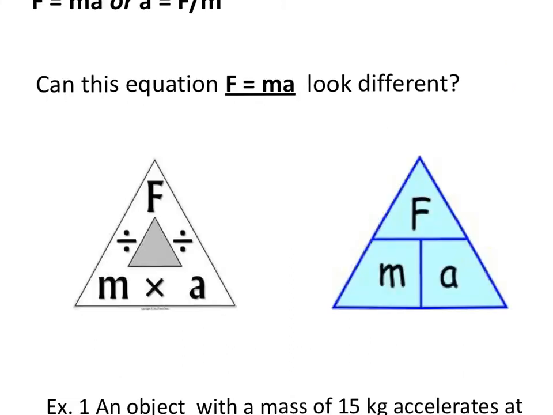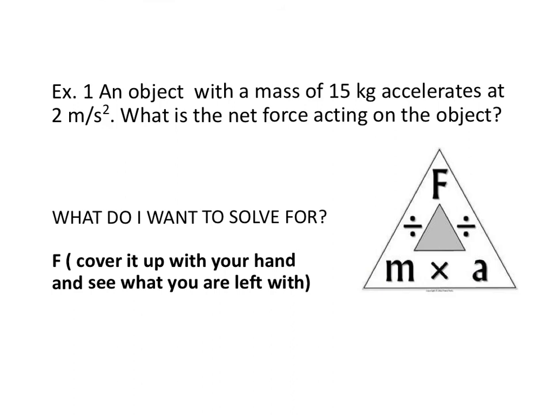We can plug this in the triangle, so I will have those on the next slides, but let's do a couple examples. So in this case, an object with a mass of 15 kilograms accelerates at 2 meters per second squared. What is the net force acting on the object? First, I need to figure out what equation I'm going to use. So I'm going to cover up the F because I'm looking for force, and I am left with F equals m times a.